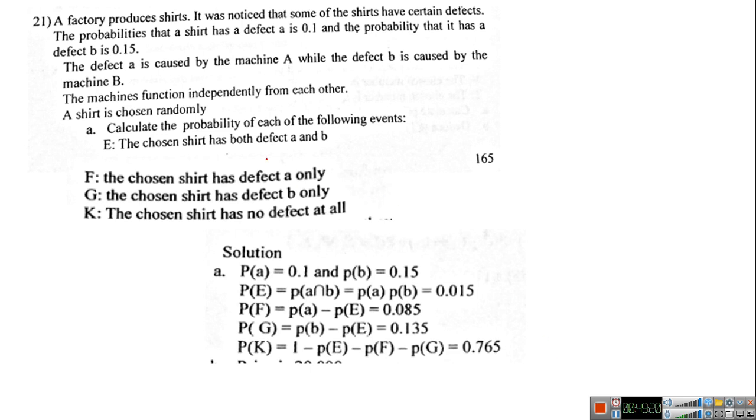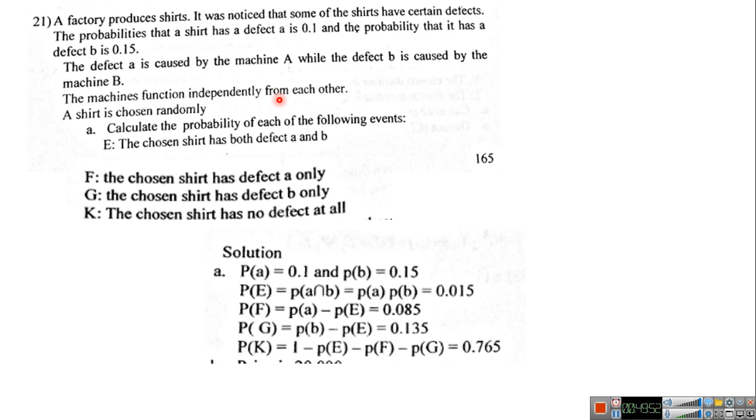Number 21. A factory produces shirts. It was noted that some of the shirts have certain defects. The probability that a shirt has defect A is 0.1, so P of A is 0.1, and defect B, P of B is 0.15. The defect A is caused by machine A, while the defect B is caused by machine B. The machines function independently from each other. So A is not affected by B, nor B affected by A.